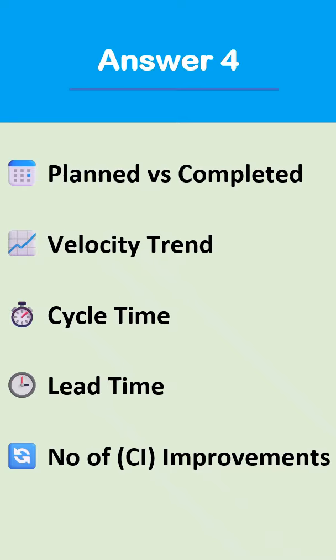And the fifth one, again, very important, number of CI improvements our team is capturing. So how do we know our team is on a continuous improvement journey? How do we know they are regularly improving? So we need some data on that. So are we capturing any improvements as part of the retrospective?